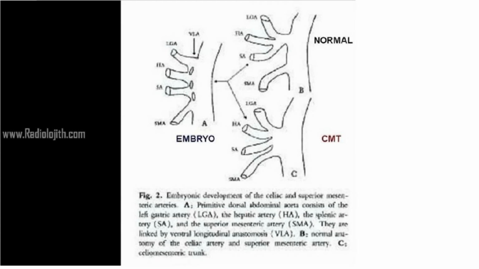Embryologically, 4 separate arterial branches arise from the primitive dorsal abdominal aorta. The 4 branches are left gastric artery marked as LGA, hepatic artery marked as HA, splenic artery marked as SA, and superior mesenteric artery marked as SMA. They are all linked by ventral longitudinal anastomosis marked as VLA in the given image.